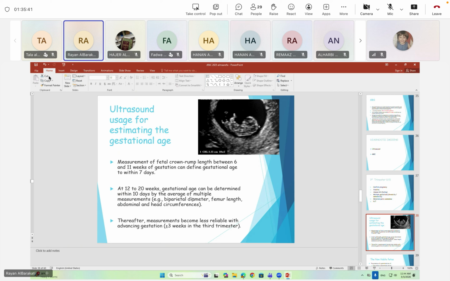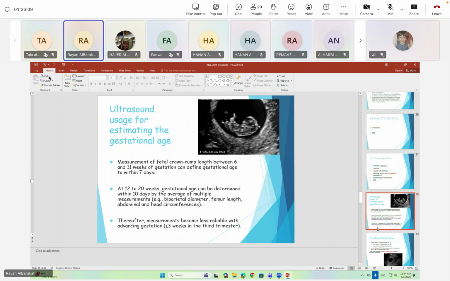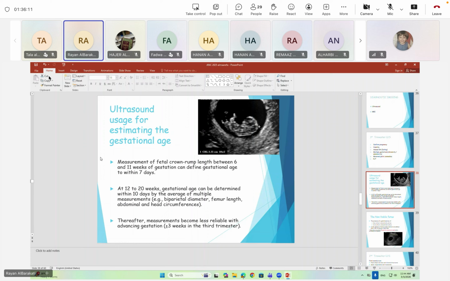But here we'll be using the biparietal diameter, which is the most accurate. Femur length and abdominal and head circumference are lesser. So if we are going to do it at 12 to 20 weeks, we depend on the biparietal diameter. However, thereafter, measurement becomes less reliable with advancing gestational age and can increase up to 3 weeks difference in the third trimester. So it's not reliable to determine the gestational age. The best is in the first 6 to 12 weeks, and to a lesser extent in the second trimester.